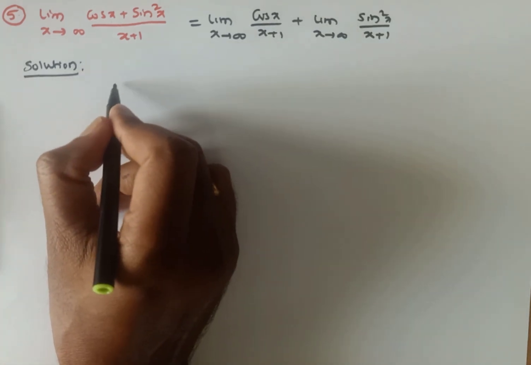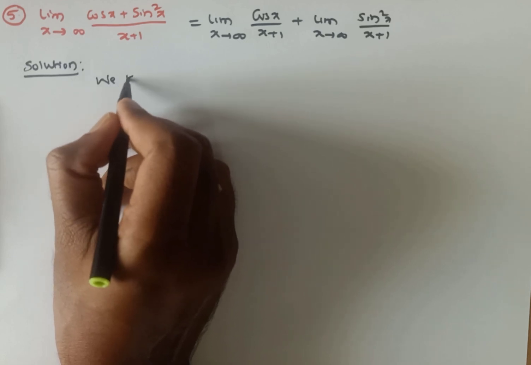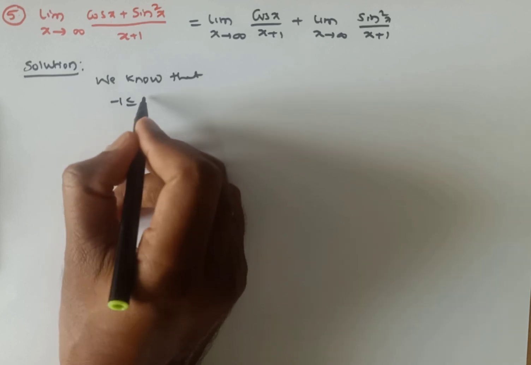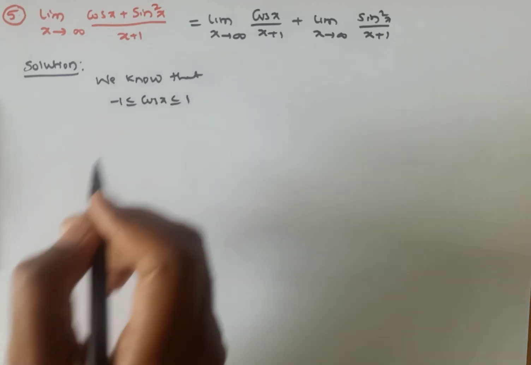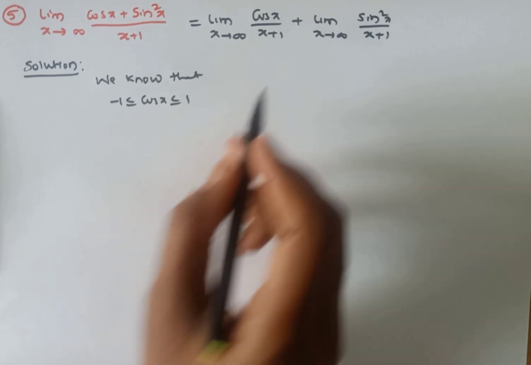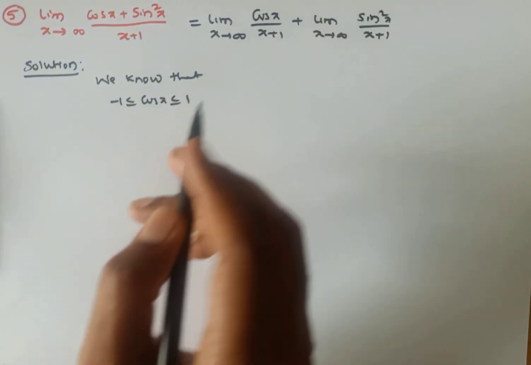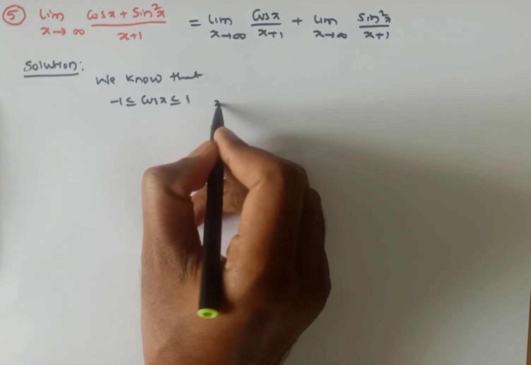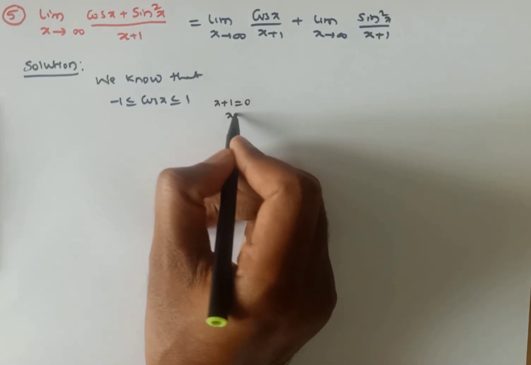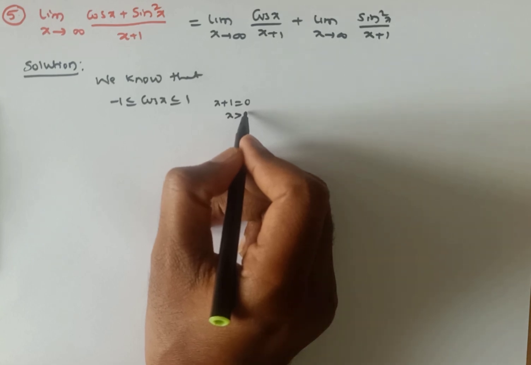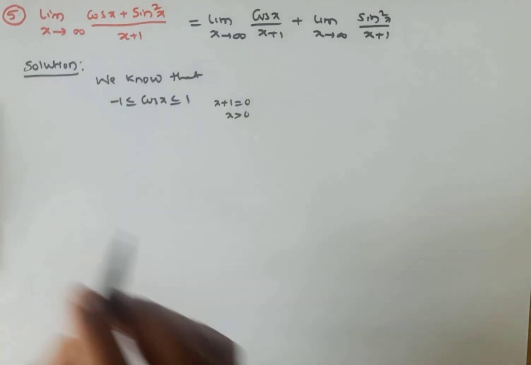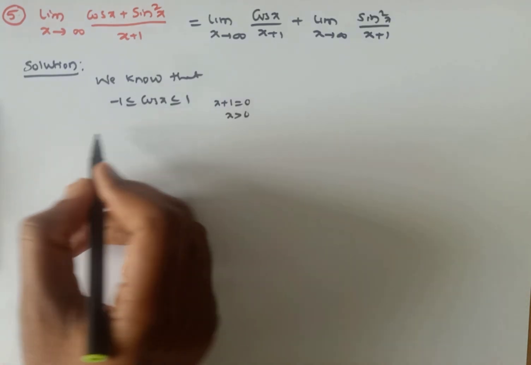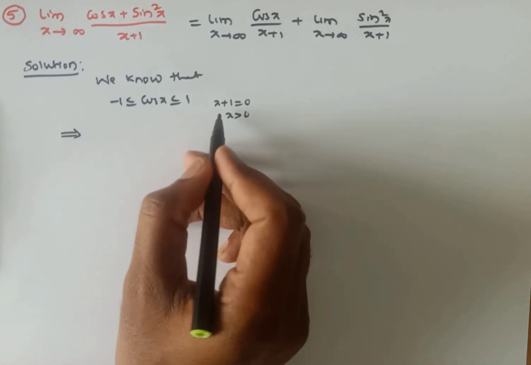So we know that the range of cos x is from minus 1 to plus 1. Minus 1 is less than or equal to cos x, which is less than or equal to 1. Now you need to divide by x plus 1 to get cos x by x plus 1. So first you need to check whether x plus 1 is positive or not. Here take x plus 1 not equal to 0, and x is obviously greater than 0 only. And x goes to infinity, which means a positive value, so that there is no change in the inequality.